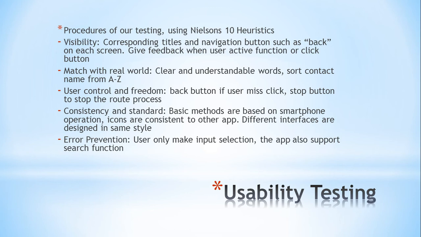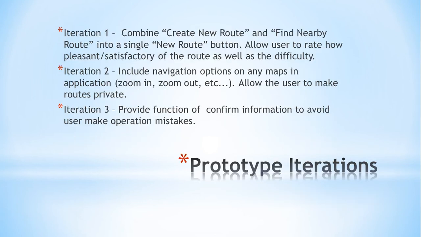Error prevention. User only makes input selection, not text input, and the app also supports search function when user types only a few words. Finally is prototype iterations. We make change from what we got in the test.